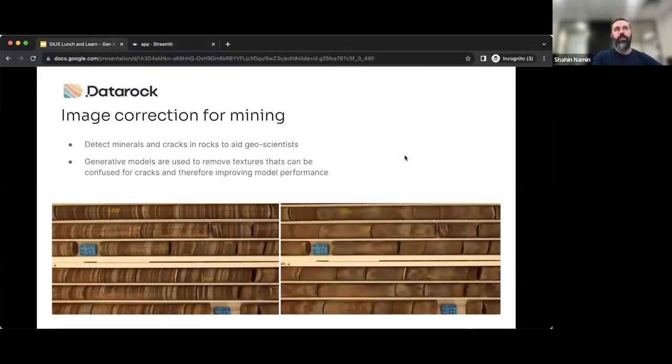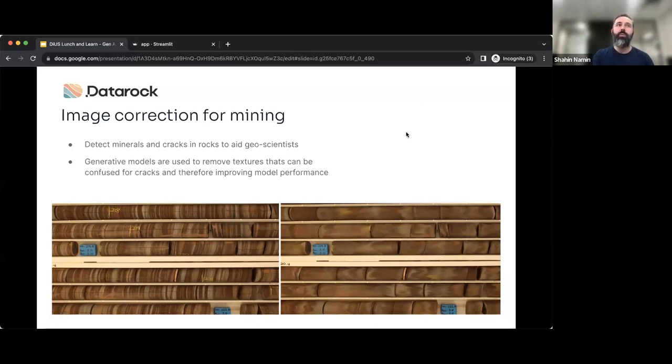So next is DataRock. DataRock is also another DSS startup, and they provide machine learning powered platforms that help geologists with decision-making throughout the exploration and mining process. What we've seen in practice is that some of these rocks have some texture on them, and these confuse the predictive models that are used in the pipeline. So we came up with a solution where you pass these rock photos to these models, and it goes and tries to smoothen the texture on them in such a way that the cracks are still preserved. And this is something that is important.